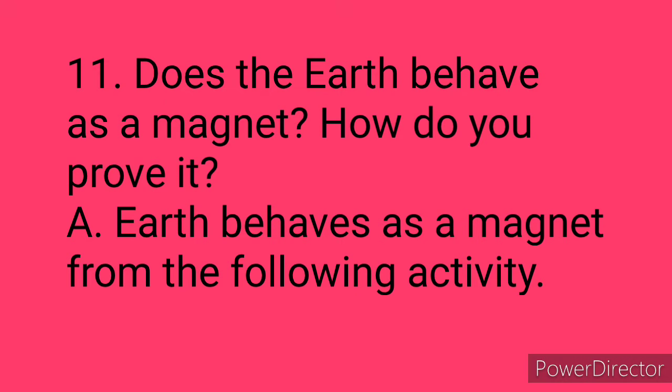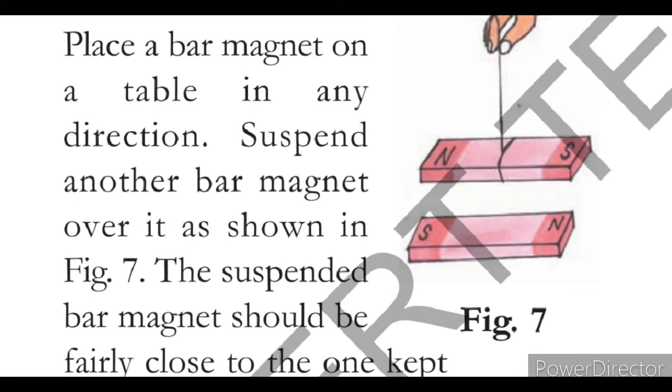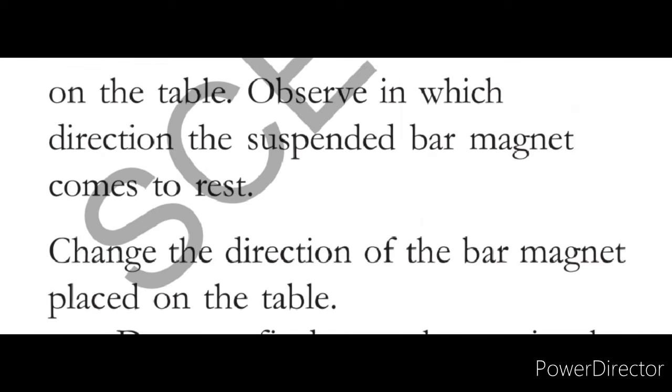Next, 11th one. Does the earth behave as a magnet? How do you prove it? Answer. Earth behaves as a magnet, as shown by the following activity. Place a bar magnet on a table in any direction. Suspend another bar magnet over it as shown in the figure. The suspended bar magnet should be fairly close to the one kept on the table. Observe in which direction the suspended bar magnet comes to rest. Change the direction of the bar magnet placed on the table.